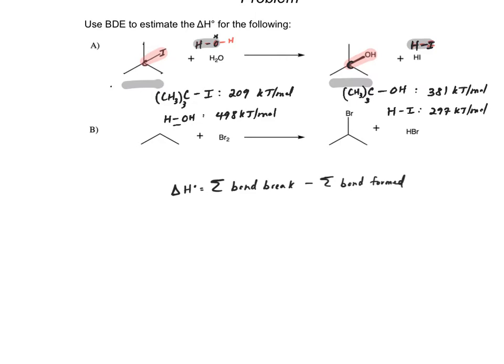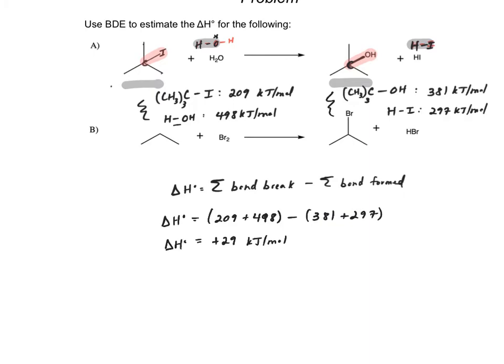Right, so now we're going to take the sum of the bonds that we break. So that's going to go first. Bonds broken are our 209 plus our 498. And we're going to subtract from that the sum of the bonds formed, which are these guys, so this is 381 plus 297. We add everything together, and then we subtract. We're going to end up with a positive 29, and again, the units here were kilojoules per mole. And that is our delta H for reaction A.